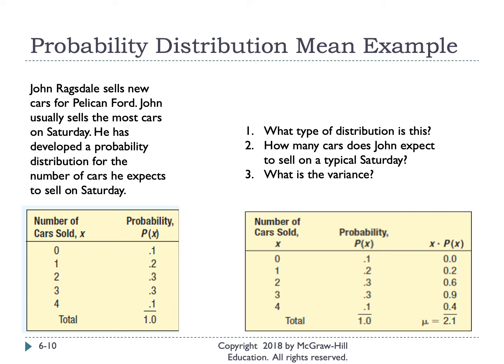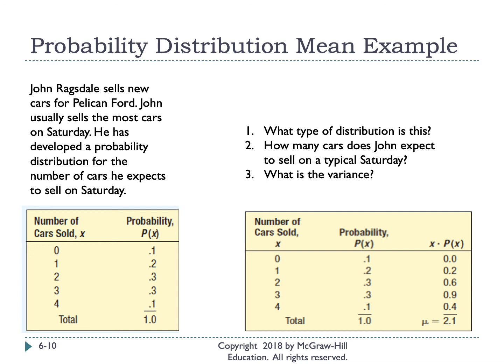And so remember, the mean of the probability distribution is going to give us a long run average. And we would find that the mean of John's probability distribution is 2.1 cars on a typical Saturday. So over the long run, let's say he works 50 Saturdays in 1 year, then he can expect to sell 50 days times 2.1 cars, 105 cars on Saturdays this next year. And so that would be his expected value, 2.1 cars for each Saturday that he works.